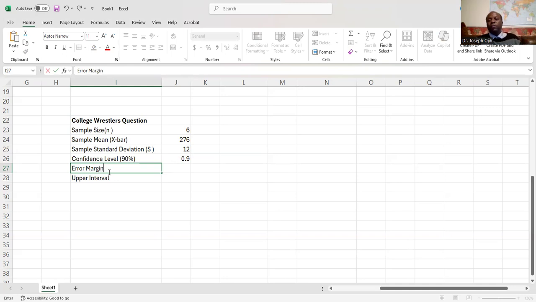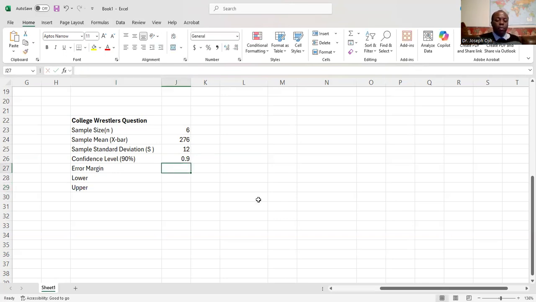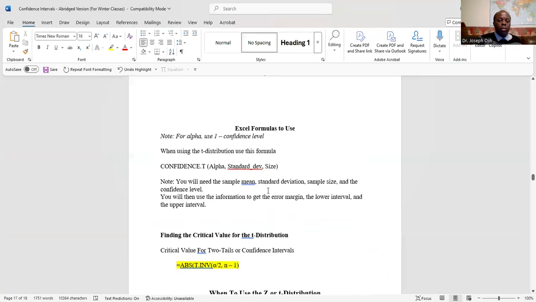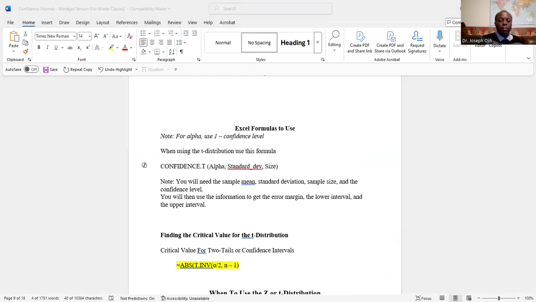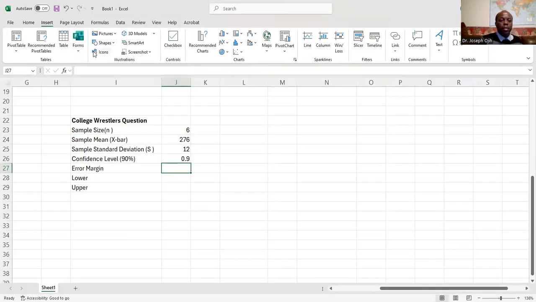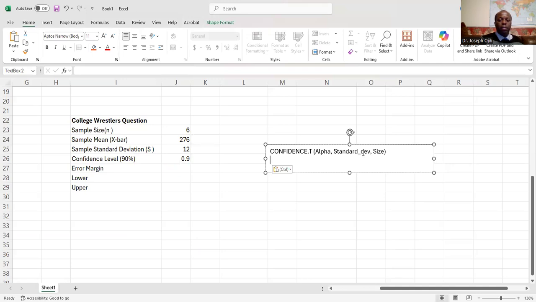Once we get the error margin, we subtract it from the left side to get the lower interval and add it in the right side to get the upper interval. Okay. Now, I'm gonna put the formula for finding it on the side here. The Excel formula to use will be confidence.t. We copy it and then place it right here. I'm gonna put the text box here and paste it right there. Confidence.t. Okay.